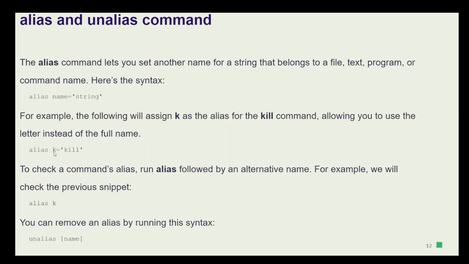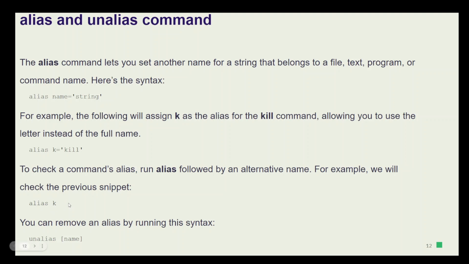Here, we are creating an alias for kill. Okay, k equal to kill. So every time you want to kill any process, you type kill and the process ID. Instead of that, you can pass k and the process ID, so it is equivalent to that. And if you want to check which command is passed as an alias, you can check by using alias k, and it will display which command this particular alias is pointing to.